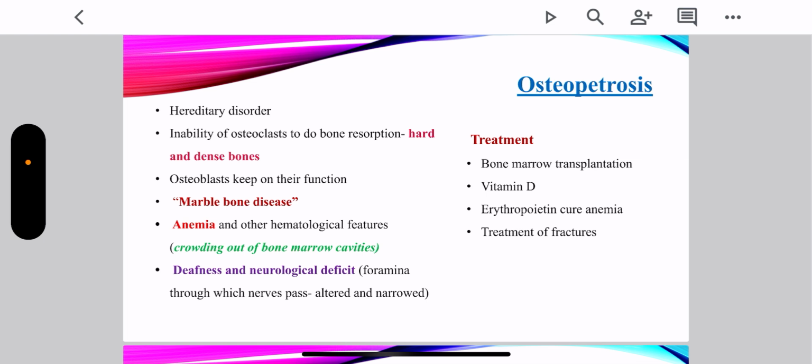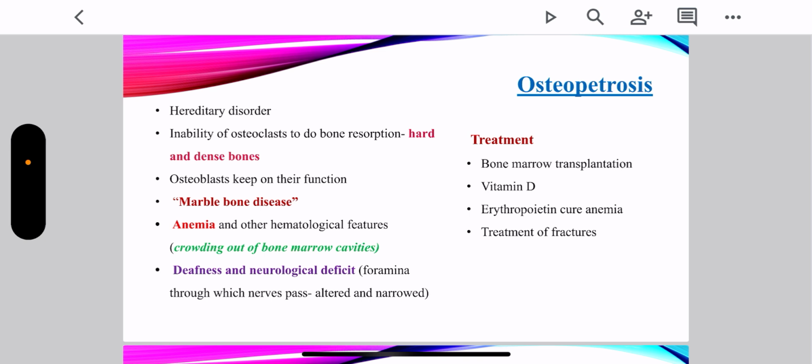And the osteoblasts are continuously carrying out their function. There is reduction in the activity of osteoclasts, and osteoblasts keep on doing their function. There is no one to stop them. Bones will become very hard. That's why this condition is referred to as marble bone disease. Bones will become as hard as marble.